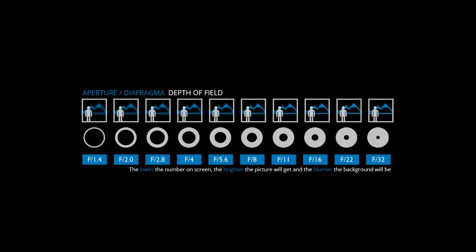So remember, a low F number means a wide aperture, which means lots of light is coming in, and a blurry background. A high F number means less light is coming in, but everything is in focus.